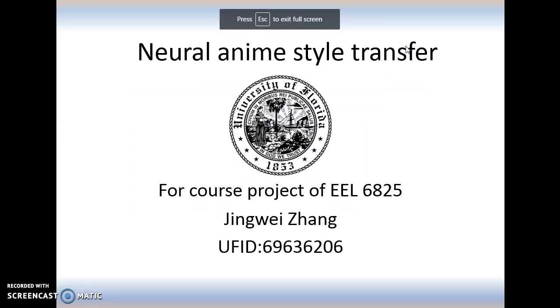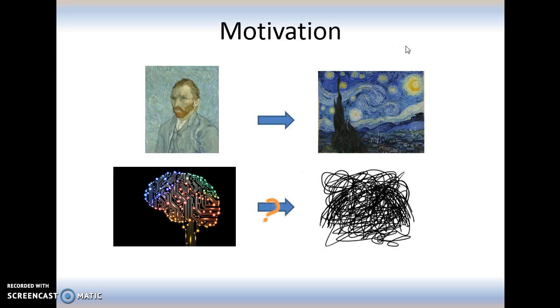Hello everybody, I'm going to present my project, which is on neural anime style transfer for course EEL6825. To achieve artificial intelligence, one of the important goals is to enable machines to create art pieces just as smart as human beings. So this is obviously a very challenging task.